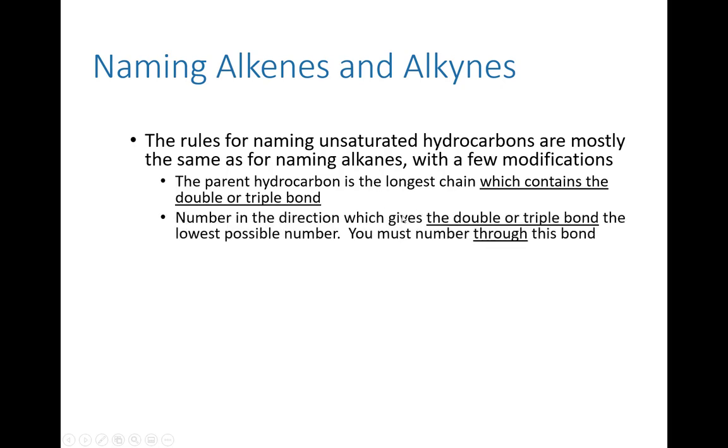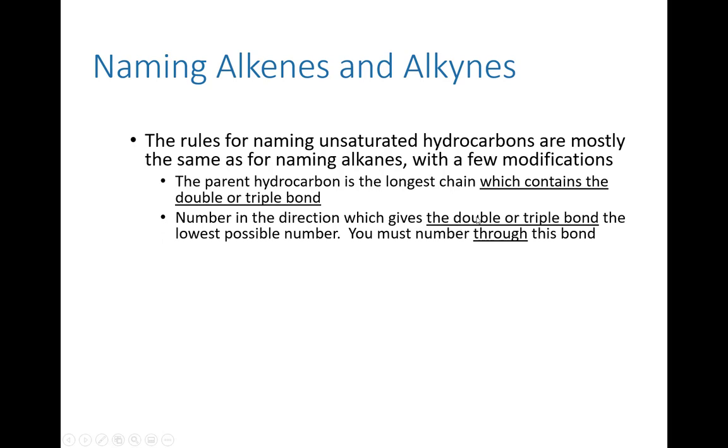We number in the direction that gets you to the double bond or the triple bond in the lowest number possible. That's going to be the case for all of the remaining molecules. You're going to number in the direction that gets you to the functional group first. Recall with alkanes, we didn't have functional groups. We didn't say that alkanes had a functional group. The rule for alkanes was you number in the direction that gets you to the substituent with the lowest possible number. So first priority goes to the functional group.